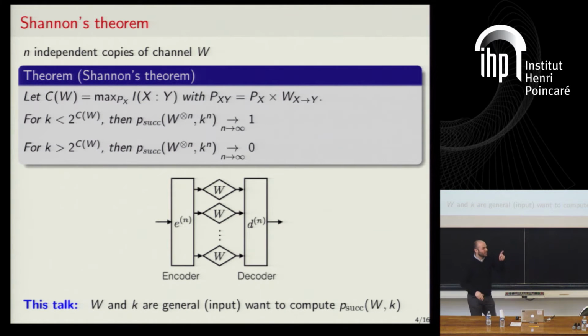Maybe I didn't stress enough, but this notation, P success of W of K, I'll use everywhere, so it's important. Given W and K, this is the maximum success probability I can get for transmitting K messages over the noisy channel W.